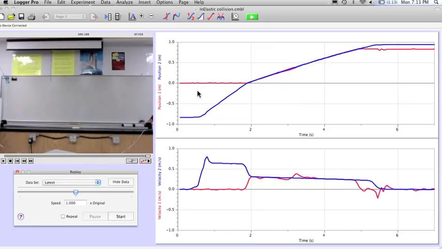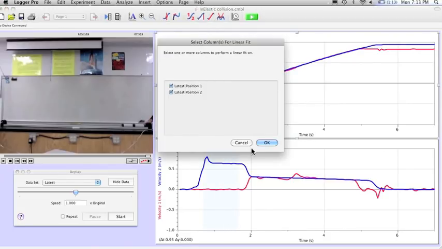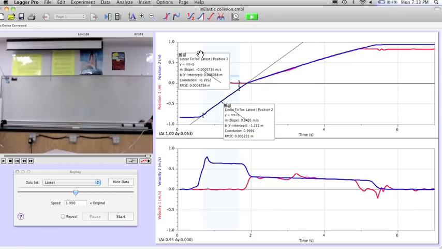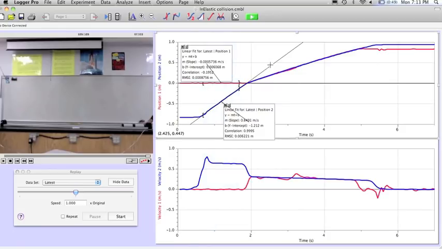We're going to use the linear fit tool to find our velocity of each cart before the collision, and also to find our velocity of the carts after the collision. Again, the velocity would be the slope of the position versus time graph. And you can notice how the two carts move off together.